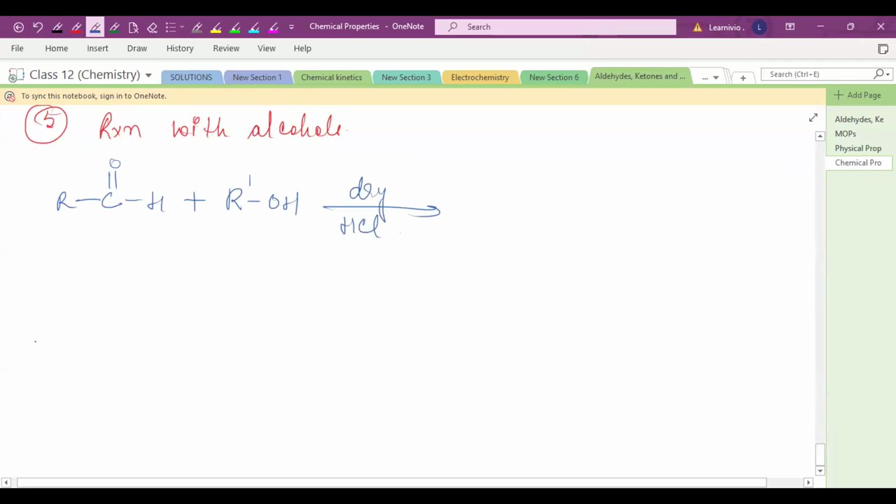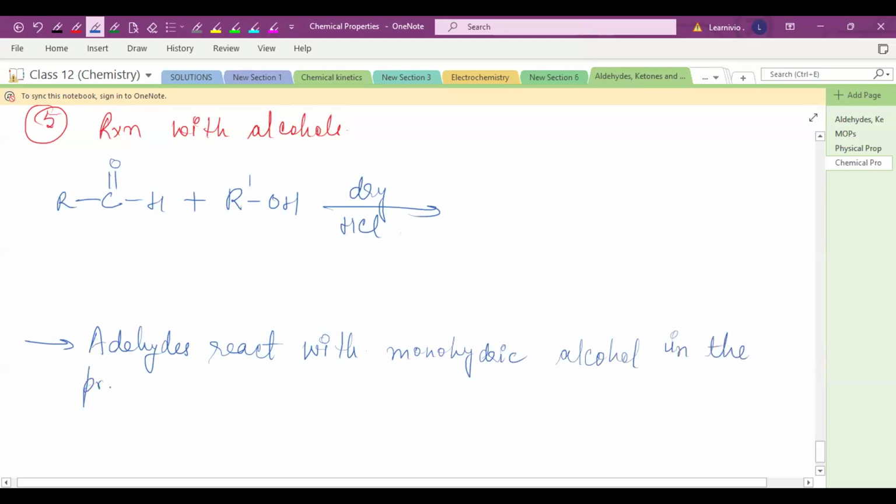So first, let's write the definition. When aldehydes react with monohydric alcohol, just remember this, monohydric means only one OH group should be present, in the presence of dry HCl, to form alkoxy alcohol.